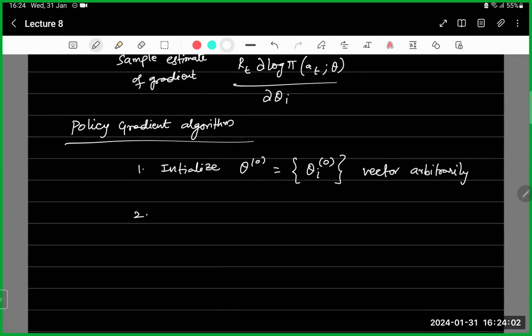Then at time t, what should I do? If you know theta, that means you know what policy you want to play, right? Because your policy is a function of theta. So you have some current theta estimate, what you think is the best theta. If you know the theta, you know the policy. So if you know the policy, what do you have to do? You have to just sample one arm according to your policy. So just sample an arm according to pi_t.